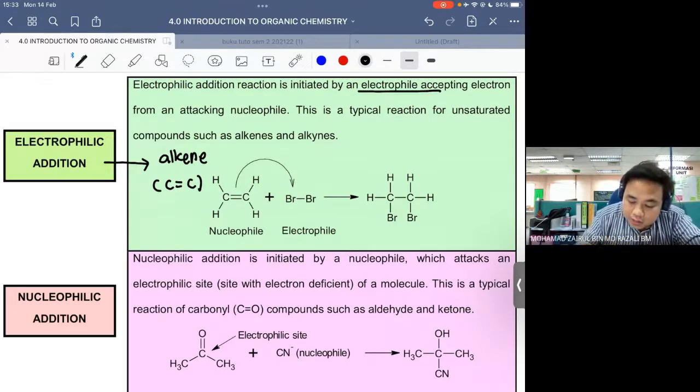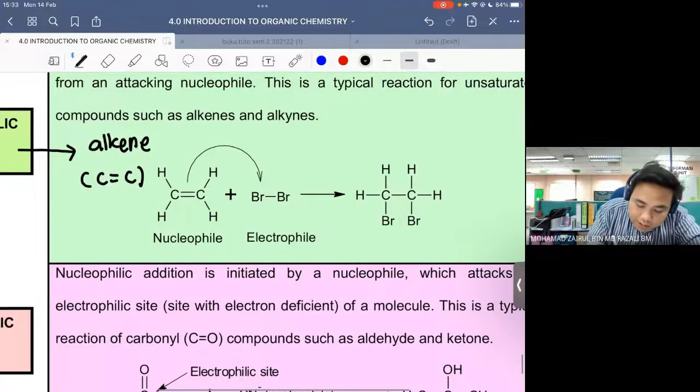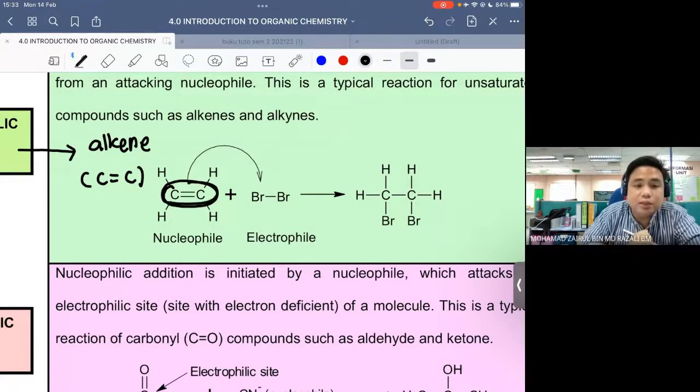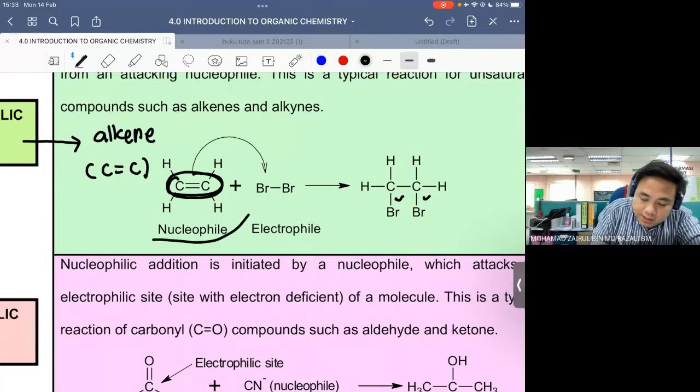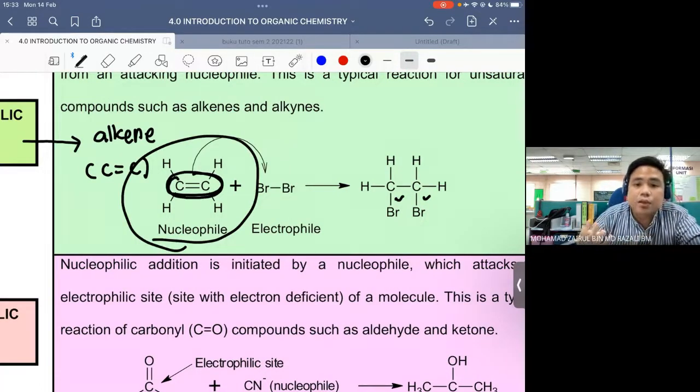So kalau awak tengok sini, initially kita ada C double bond C. We react with the bromine gas, ataupun bromine molecule. So awak tengok the double bond break to form 2 new sigma bond. Dan kalau awak tengok, initially dekat reactant ni tak ada pun bromine, tapi at the end of the reaction kita akan tambah 2 bromine. Maknanya berlaku penambahan. So that's why we call it as the addition reaction.